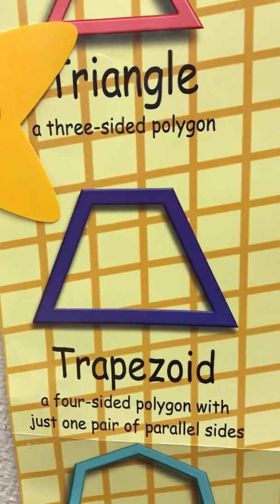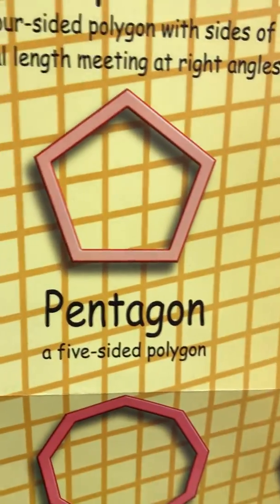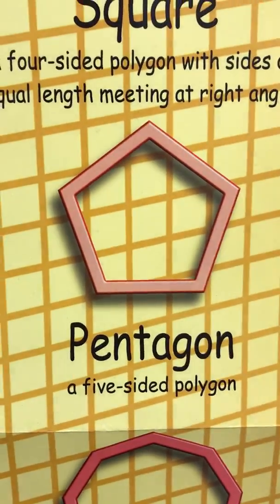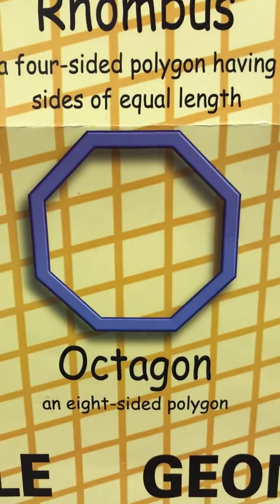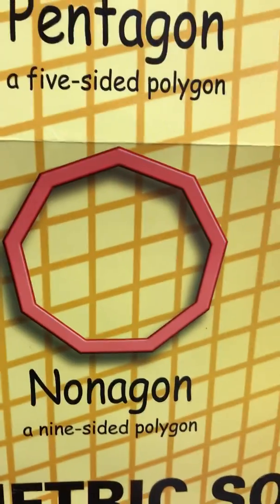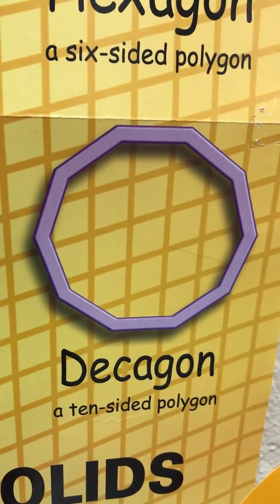Then we come on to the pentagon, 5-sided; hexagon, 6-sided; heptagon, 7-sided; octagon, 8-sided; nonagon, 9-sided; and decagon, 10-sided.